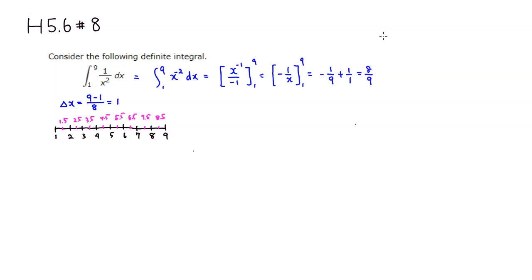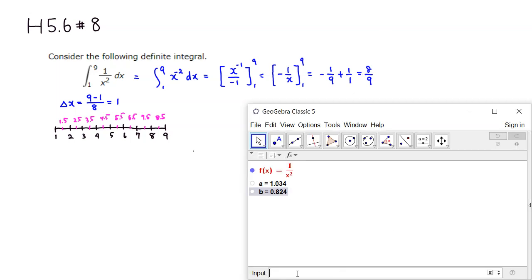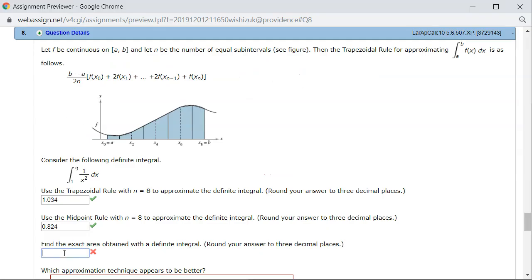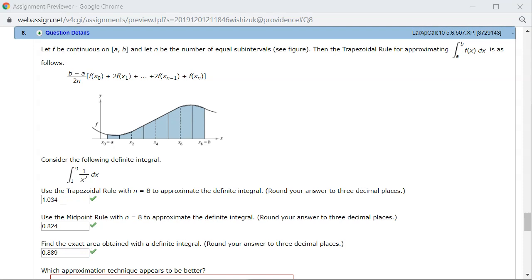What would be the decimal number for 8 over 9? We just go to GeoGebra. I want 8 over 9. It came out to be 0.889. So I'm going to just type it in. 0.889. Let's check the answer. I came back and looks like we got the exact value correctly.